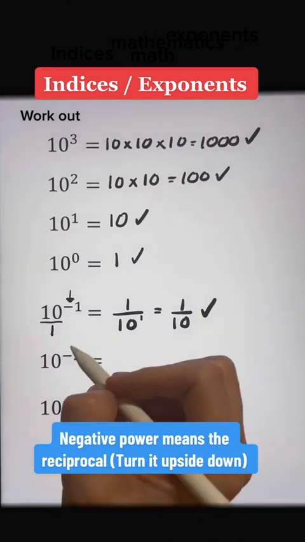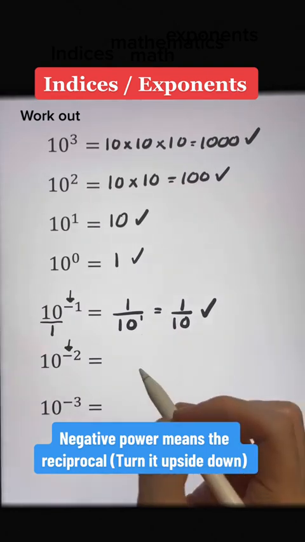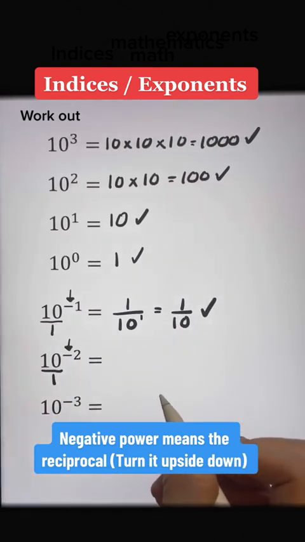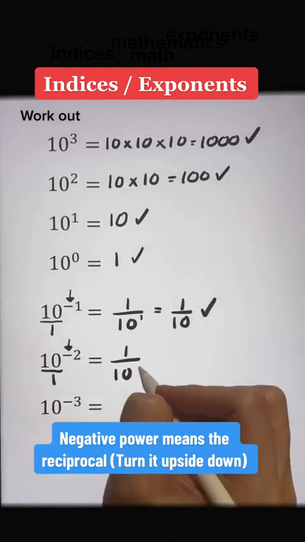10 to the power negative 2. Again, when dealing with a negative power, we know a negative power means the reciprocal. In other words, to turn upside down. If it's not already a fraction, we know 10 is the same as 10 over 1. Hence, turning upside down, I'm going to get 1 over 10. And again, I write the power positive.